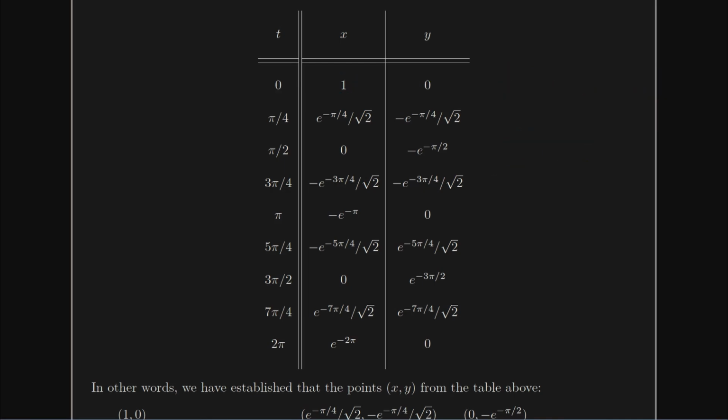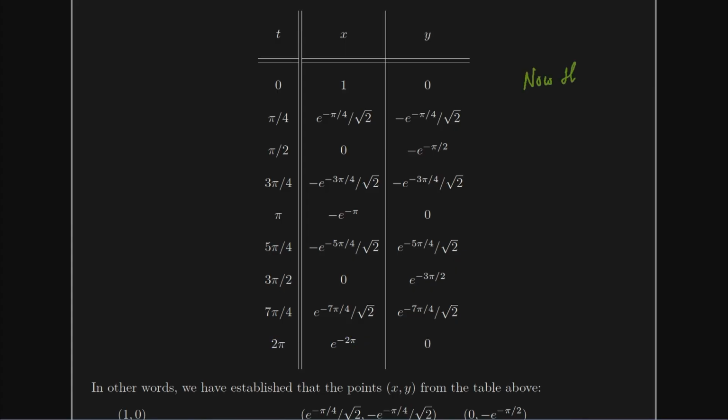I could repeat at pi over 4, and of course this is my e to the negative pi over 4, and then I have my cosine pi over 4 there. I have a negative e to the negative pi over 4 and a sine pi over 4 here. I've just continued with pi over 2, I've continued with 3 pi over 4, I've continued all the way with all my lovely pi over 4 portions of the unit circle up to 2 pi, where I end up at e to the minus 2 pi in the x-coordinate and 0 in the y-coordinate.